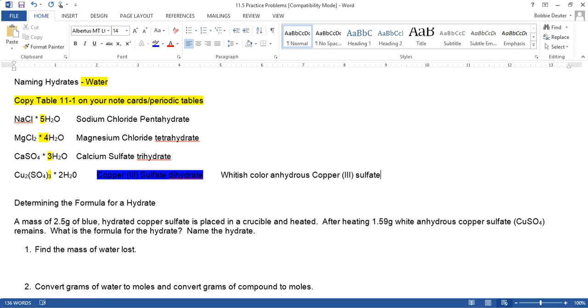And so you're actually going to determine how much water is going to be in there. The next part of this lesson is going to determine how much water we have in these hydrates and how we write this hydrate formula out. And so that is part 2 of this lesson.